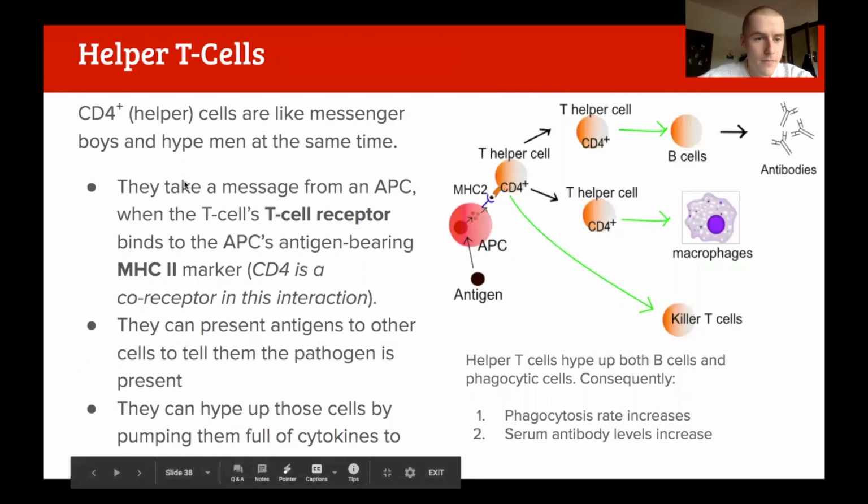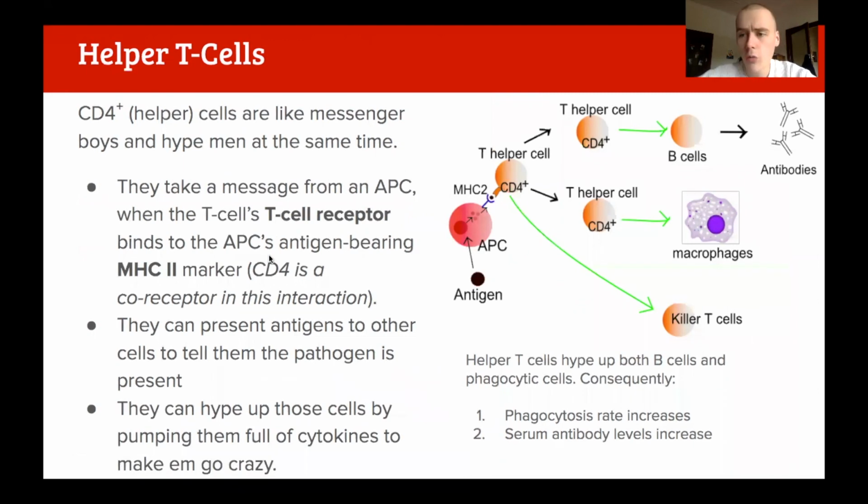All right. Let's talk about the role of helper T cells. As I said, these guys, their main job is to produce a whole bunch of cytokines to hype up all other cells. So they can hype up each other with cytokines. They can hype up B cells, macrophages. They can also differentiate to form killer T cells or cytotoxic T cells. And their cytokines are crucial in regulating the responses of all of these cells. So how do they do it?